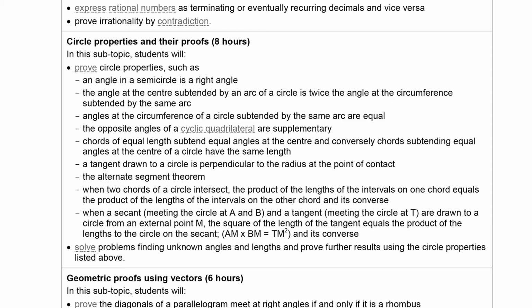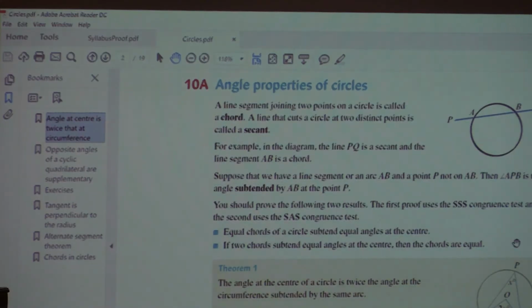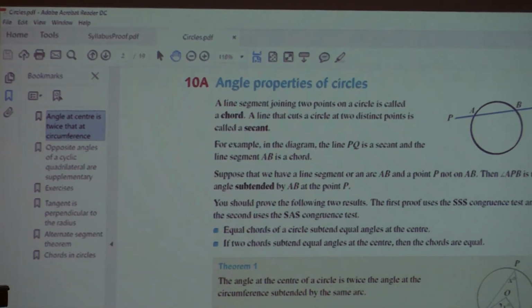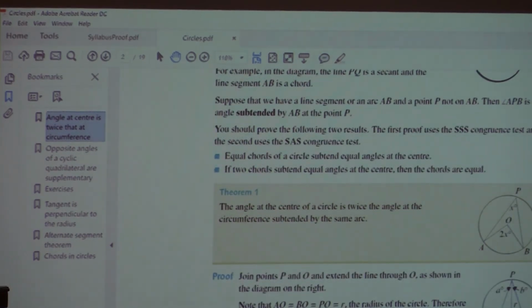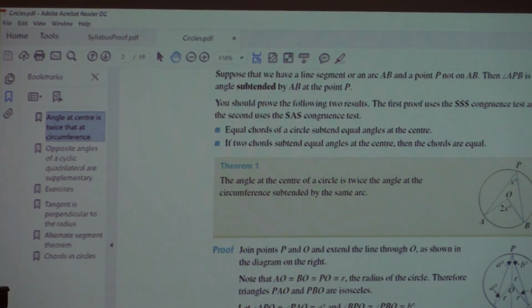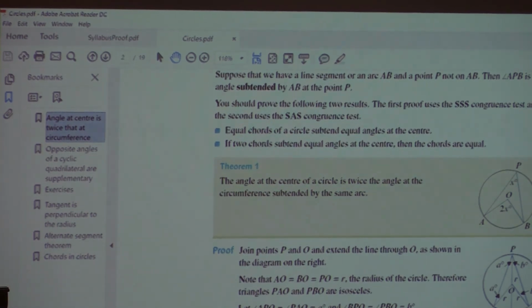So this is how it might be different between year 10 and year 11. Chords of equal length subtend equal angles at the centre, and conversely chords subtending equal angles at the centre of a circle have the same length, and so on. As well as proofs, don't forget at the bottom there, it talks about solving. And let me have a look how the book tackles that. So here's one of the first things that was mentioned there. It talks about the angle at the centre of the circle is twice the angle at the circumference. So that's the statement. And of course below that is the proof that goes with that.